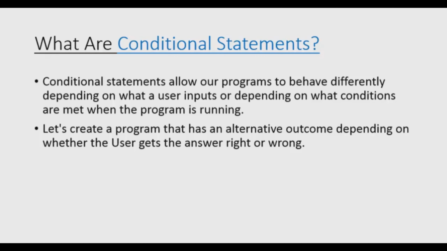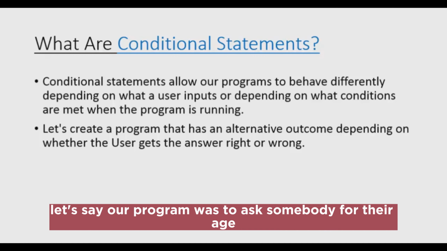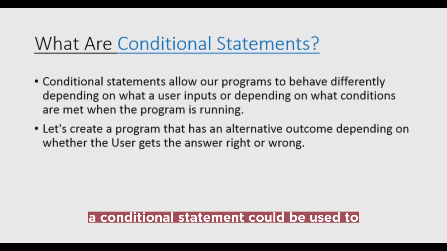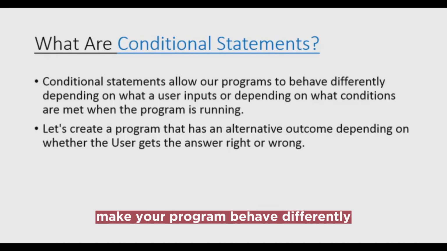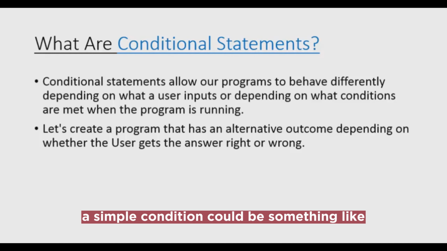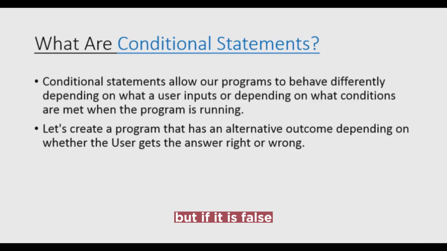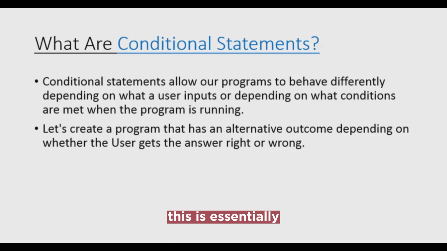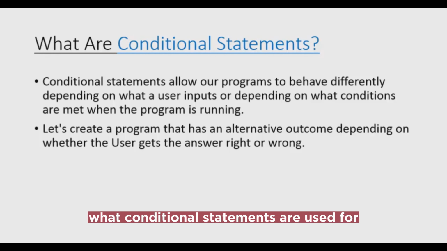For example, let's say our program was to ask somebody for their age, but let's say somebody writes their name instead. A conditional statement could be used to make your program behave differently depending on what the user types in the box. A simple condition could be something like, if the entered text is an integer, then continue running the program. But if it is false, not an integer, then reprompt the user to enter a number. This is essentially what conditional statements are used for.